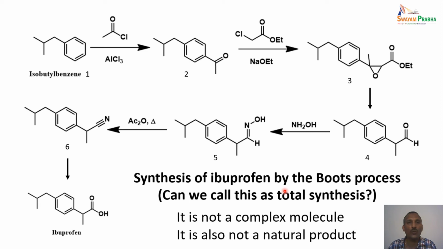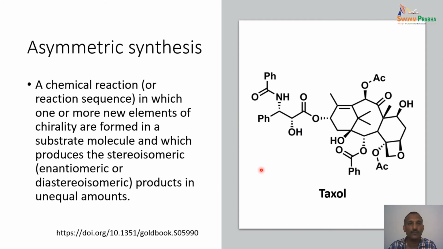So you need to now know the difference between normal synthesis and a total synthesis. Total synthesis always involves a complex natural product. Now let us look at the most promising compound for cancer treatment, which is Taxol.